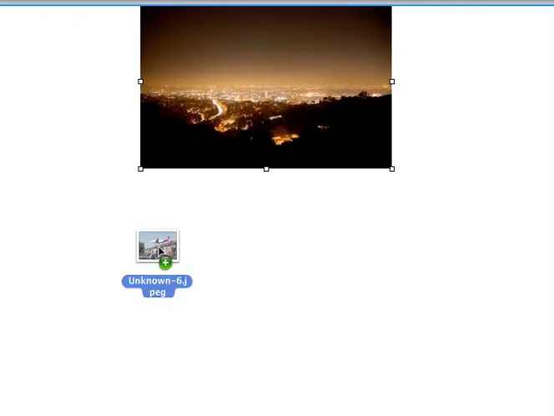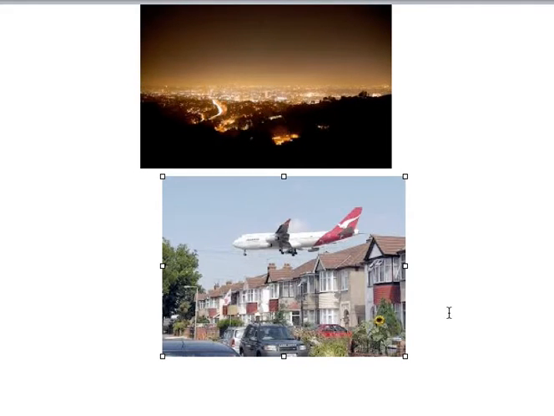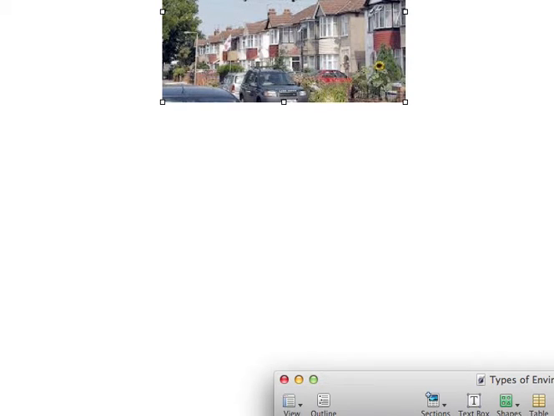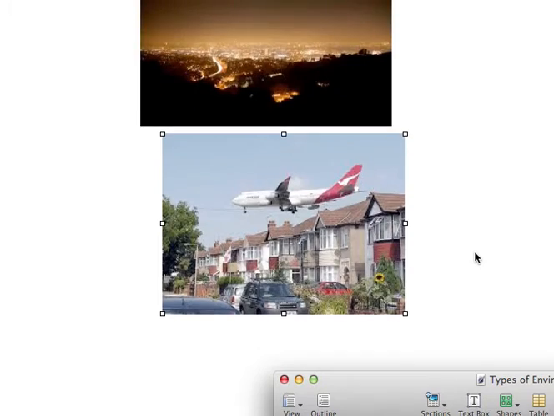And here's an example of noise pollution. So these people, if they're living near a busy airport, planes are flying over, and that's an example of noise pollution. Okay, so that's pollution. So that's our first little category here.